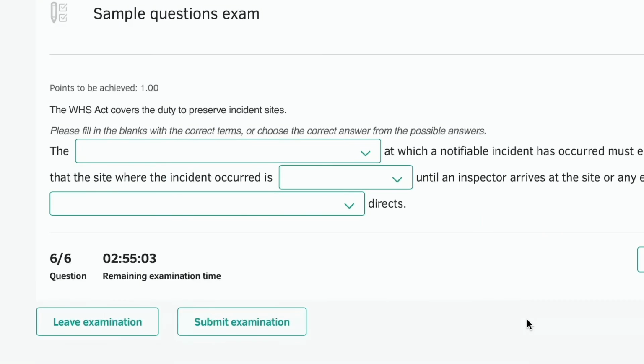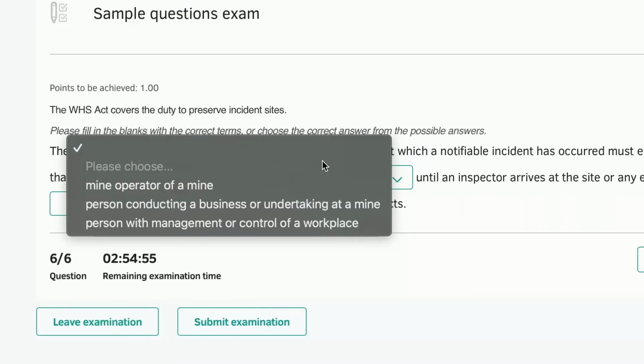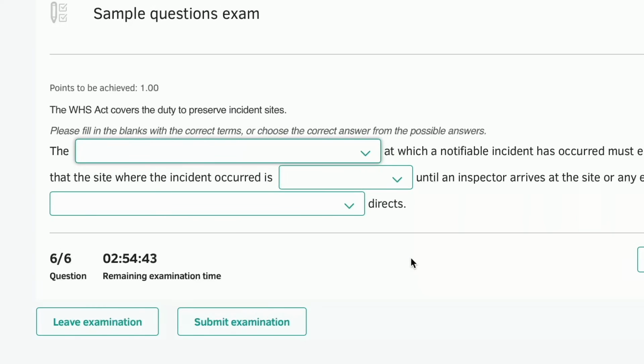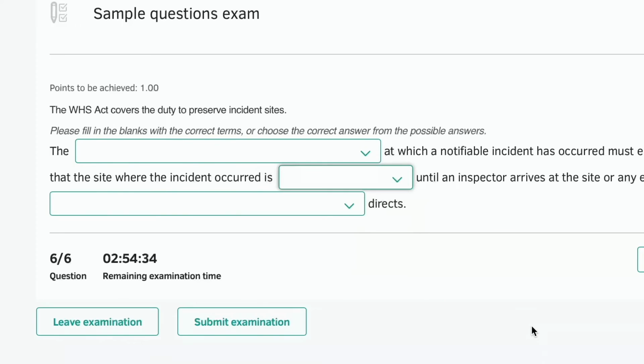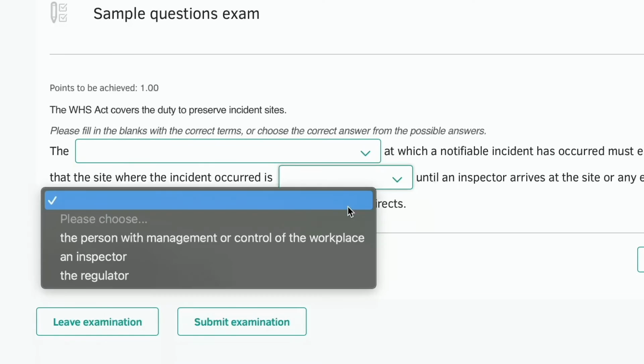These are the possible answers for the first blank. Mine operator of a mine, person conducting a business or undertaking at a mine, or person with management or control of a workplace. These are the possible answers for the second blank. Quarantined, not disturbed, or secured. These are the possible answers for the third blank. The person with management or control of the workplace, an inspector, or the regulator.